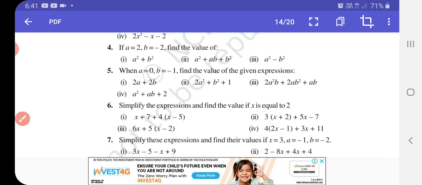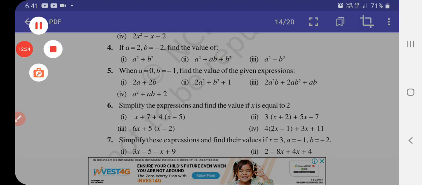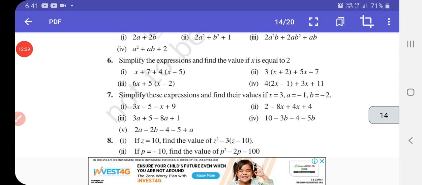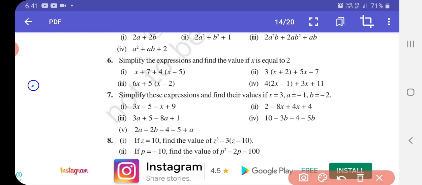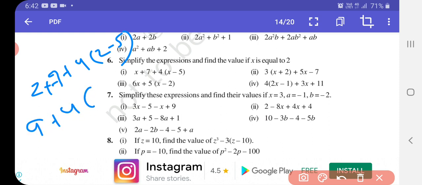Now question number 6. Simplify the expression and find the value of x. If x is equal to 2, the value is given. Now put the value x is equal to 2 in this expression. Let's put 2 plus 7 plus 4 into 2 minus 5. Okay, 2 plus 7 is 9. 9 plus 4 is... first we solve the bracket. 2 minus 5, that is minus 3.